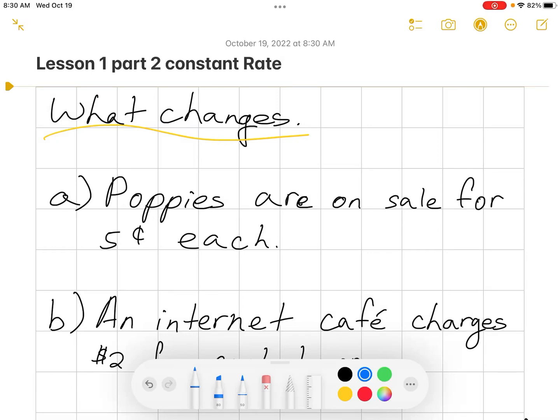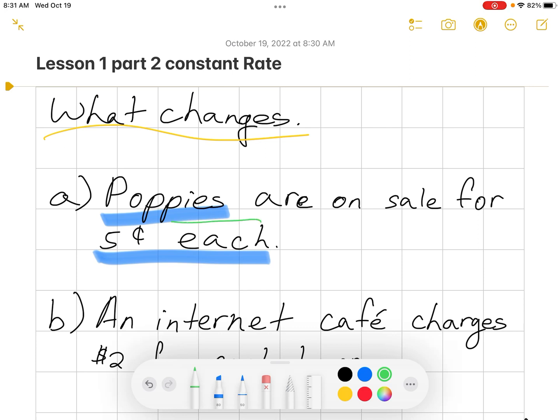All right, now we're going to look at what changes. So if we're looking at this word problem. Poppies are on sale for 5 cents each. So I know that 5 cents each is important and the poppies is important. And when we're thinking about writing an algebraic expression or an algebraic equation, we need to figure out what is changing because that is what's going to get the variable.